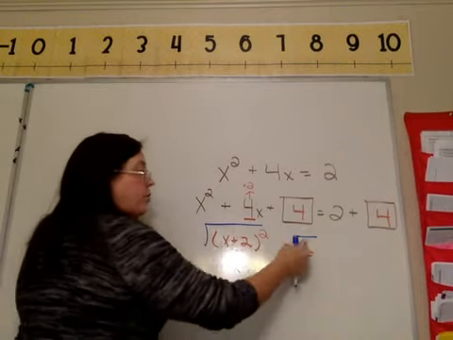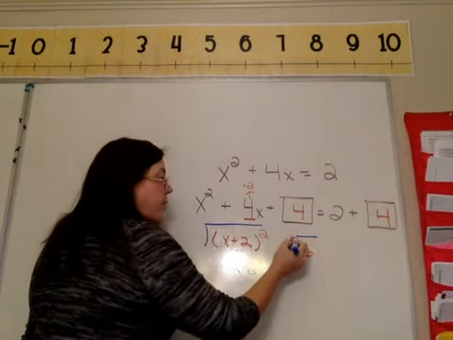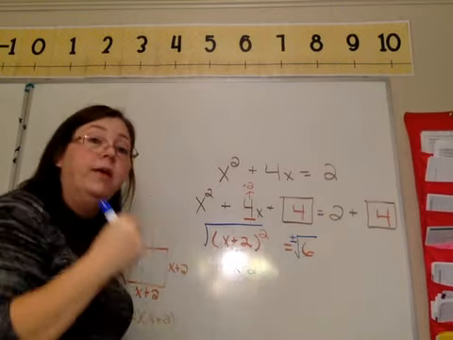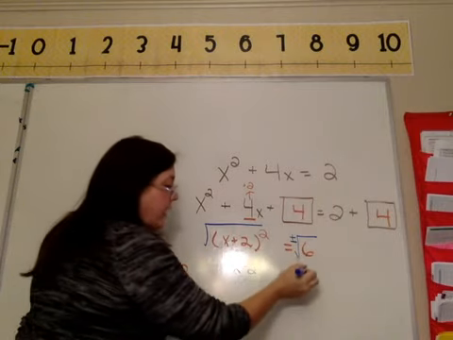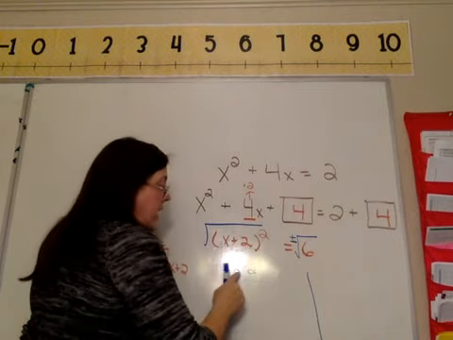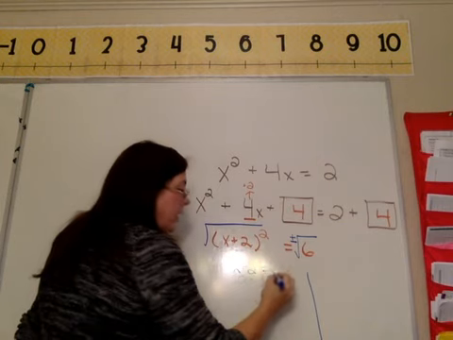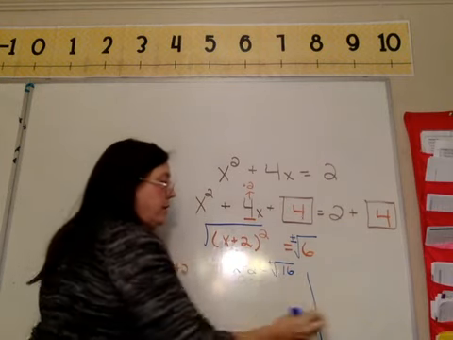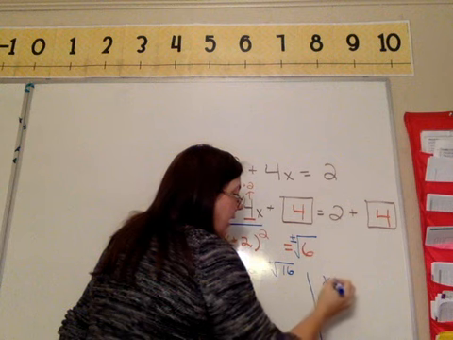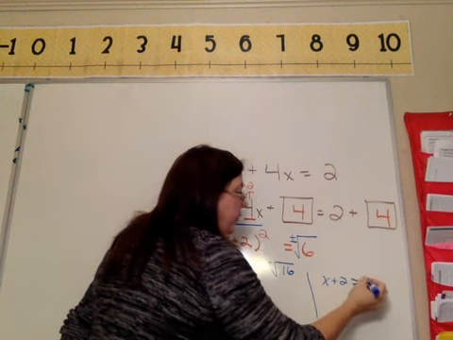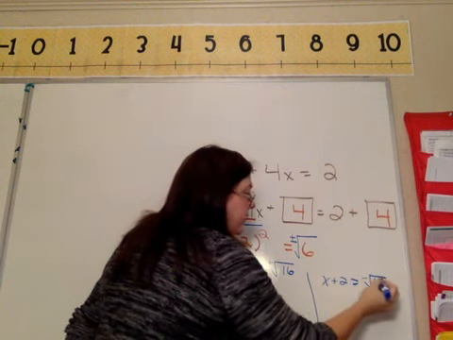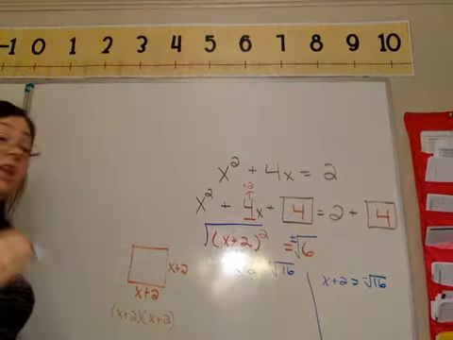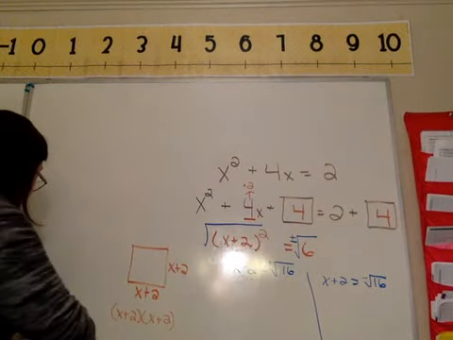Remember, we're taking a root of a number. It's either plus or minus. It could be either one, a plus or a negative. So we're going to set up two columns. X plus 2 equals a positive root of 16. X plus 2 equals the negative root of 16. And then you just solve it like you would do any other problem.